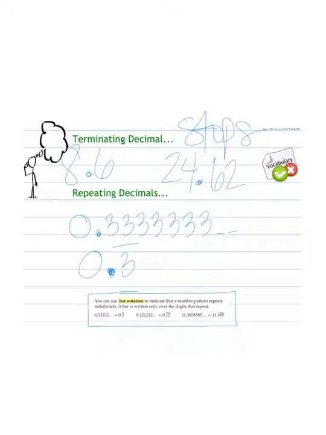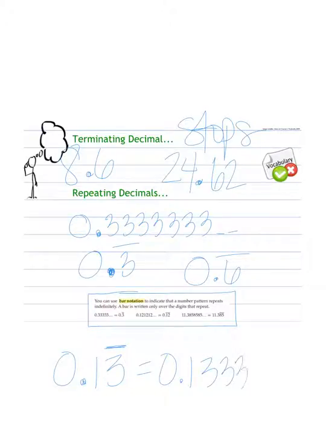I could have 0.6 repeating. I could have 0.13 repeating with just my 3 repeating, so then this would be the same as 0.133333. I could also have 0.13 repeating, and then that would be 0.131313, and so forth. Okay, so the line over the number means that it just keeps going on and on and on.